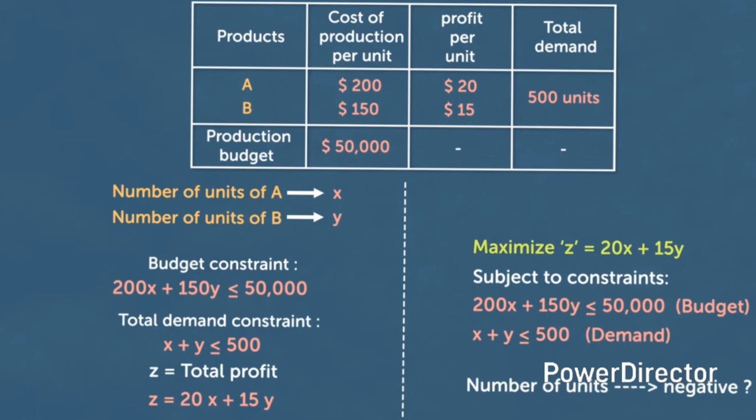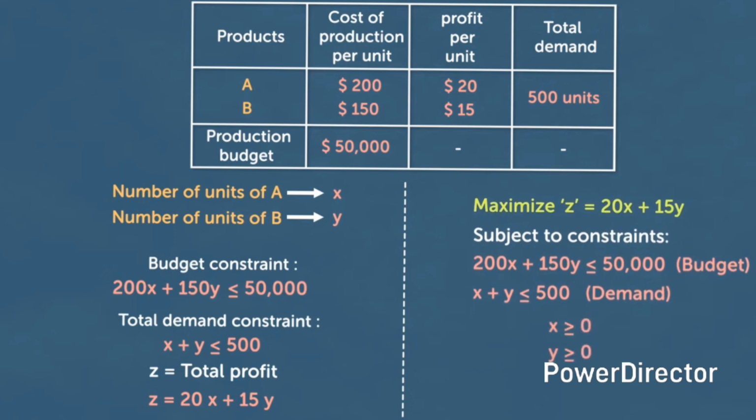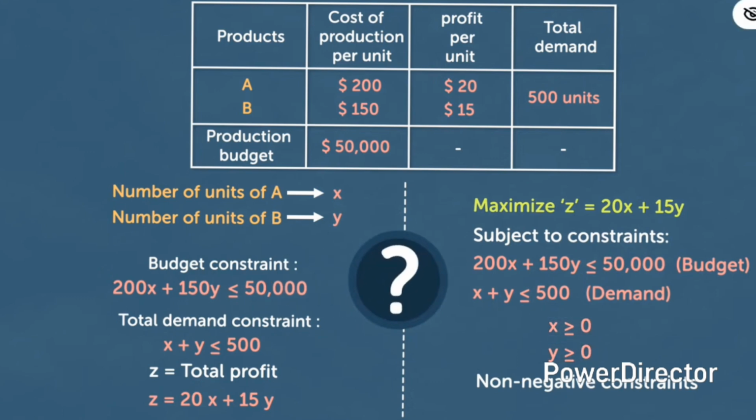So, we have the two constraints here, a budget constraint and a demand constraint. This is how the whole problem looks in terms of mathematical expressions. This is the objective function and these are the two constraints. There's just one thing we need to know here. And for that, I want you to answer a question.